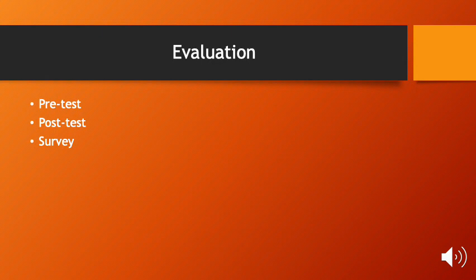Behavior, does the trainee use what is learned back on the job? Behavior will be measured by the reduction of discrimination claims within the organization. And finally, we have results level 4, did the training improve the organization's effectiveness? Results will also be measured by the reduction of discrimination claims within the organization.